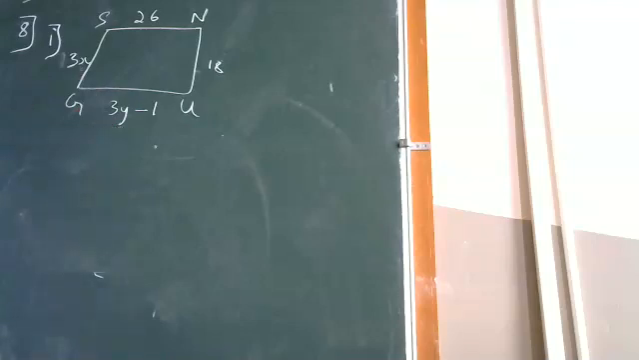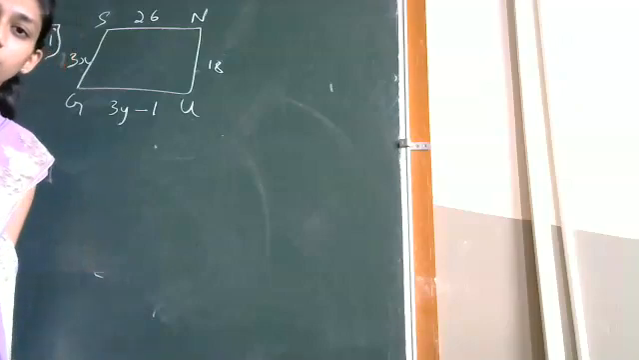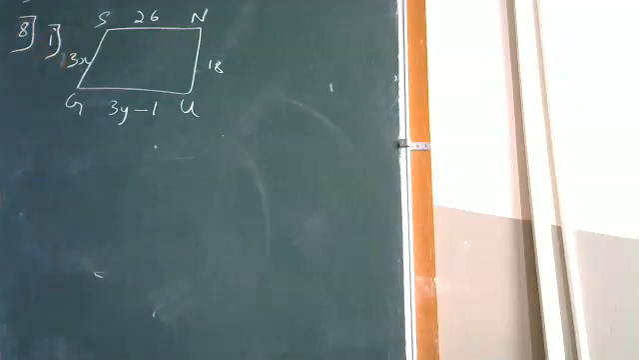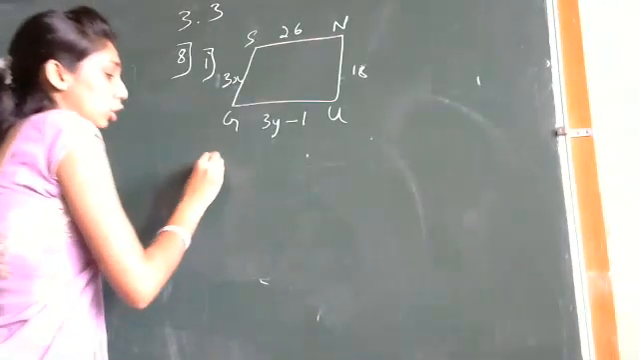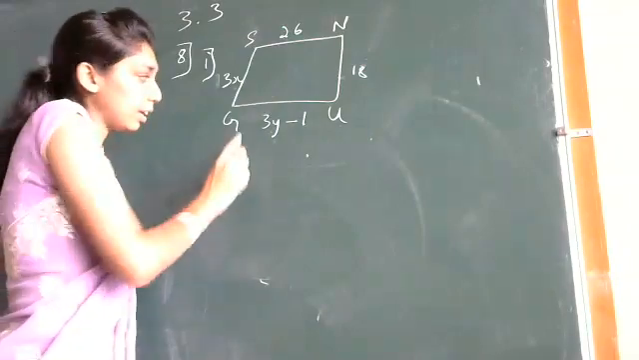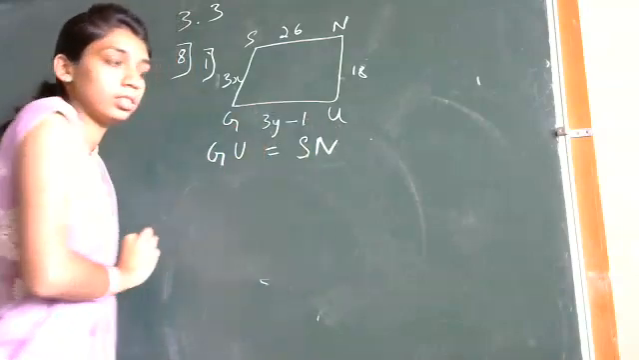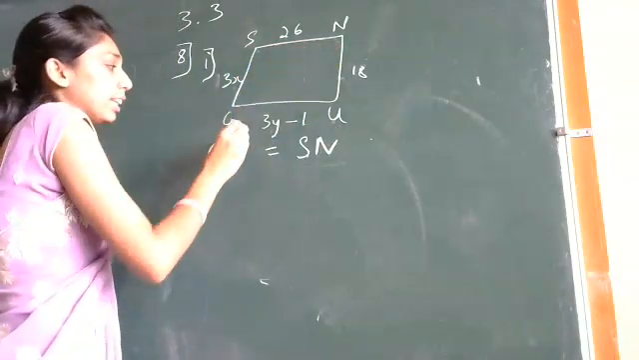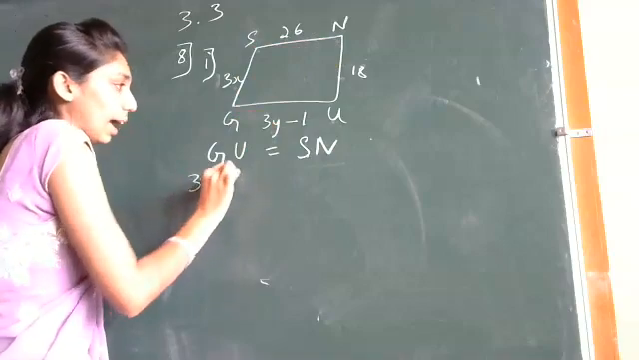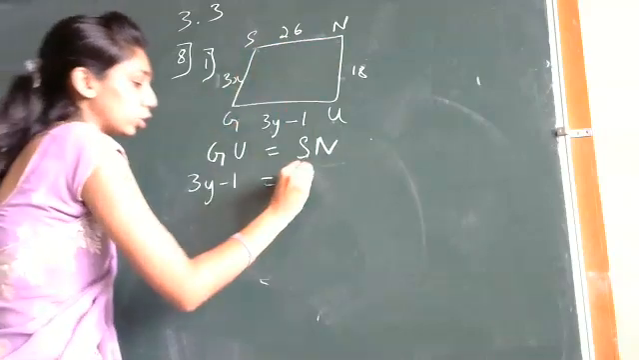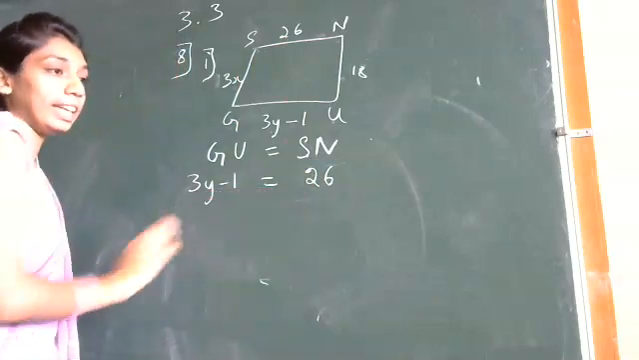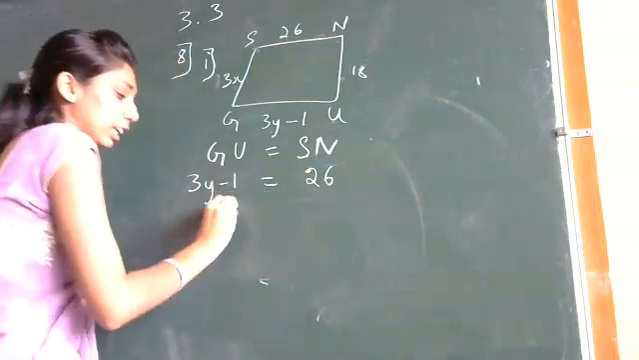So this is a parallelogram they have given for us. So in the parallelogram, how are the opposite sides? The opposite sides are equal. Correct? Yes, ma'am. The opposite sides are equal. So this side is equal to this side. That is side GU is equal to SN. So what is GU equal to? 3y minus 1 is equal to SN is equal to 26. So this is your linear equation. So we have to solve this linear equation.